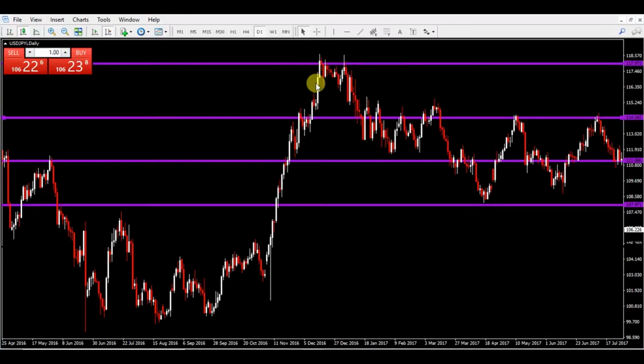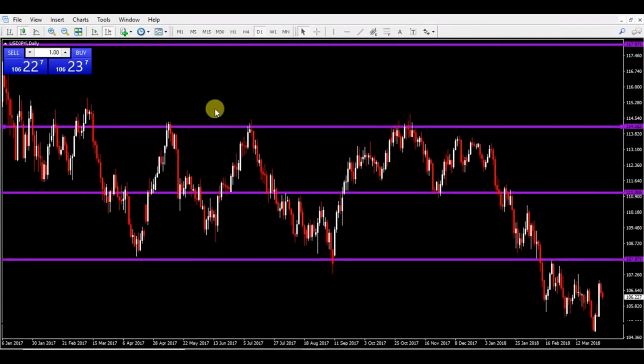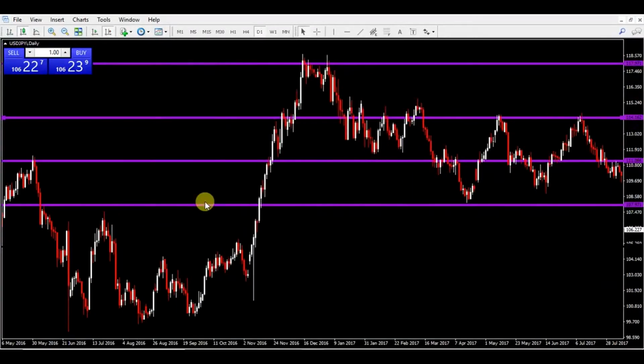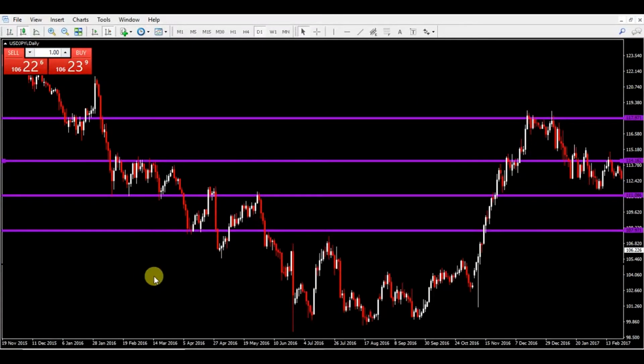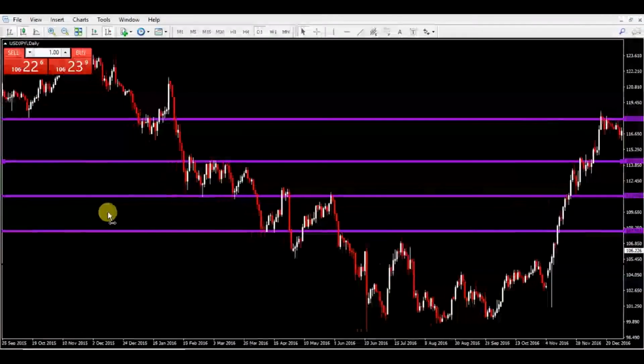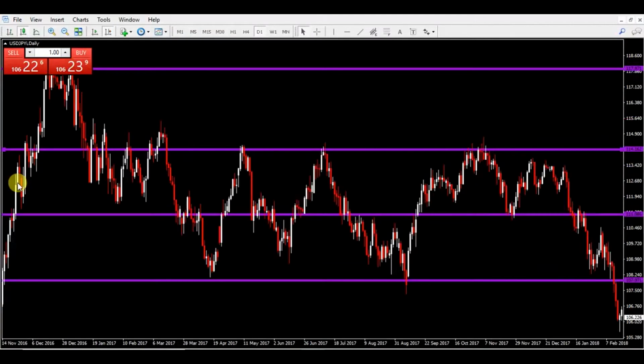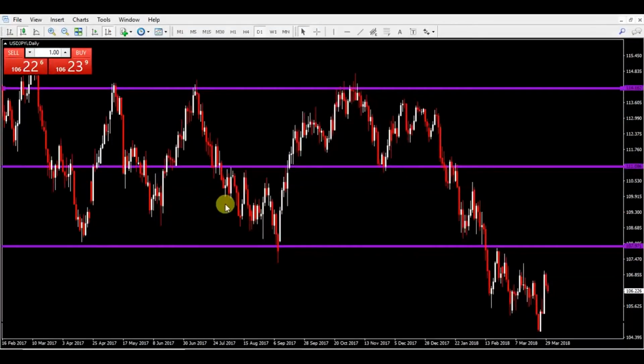So again, very valid way to find support resistance. And let's just scroll back further. Look, you can scroll back forever and price is going to repeatedly respect these areas. Bounce, bounce, bounce.